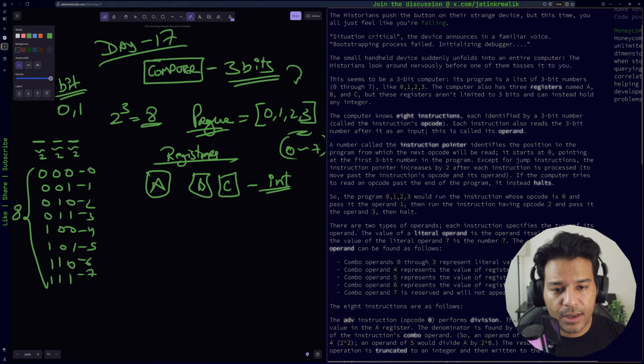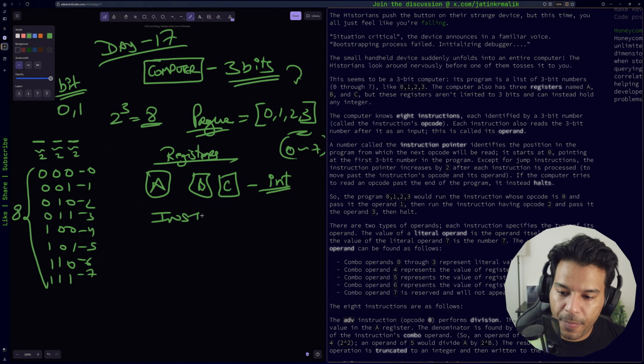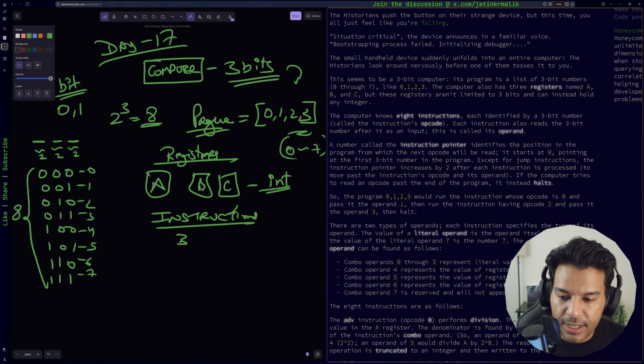And let's read on. The computer knows 8 instructions, each identified by a 3-bit number called the instruction opcode. Okay. So whenever you are giving a computer a program, it is nothing but a set of instructions that your computer understands. And it says that this computer only knows 8 instructions, so they are hard-coded into it. And these instructions are also, let me read, represented by a 3-bit number.